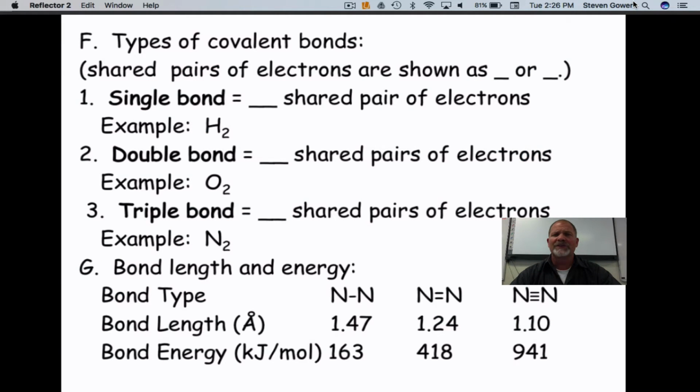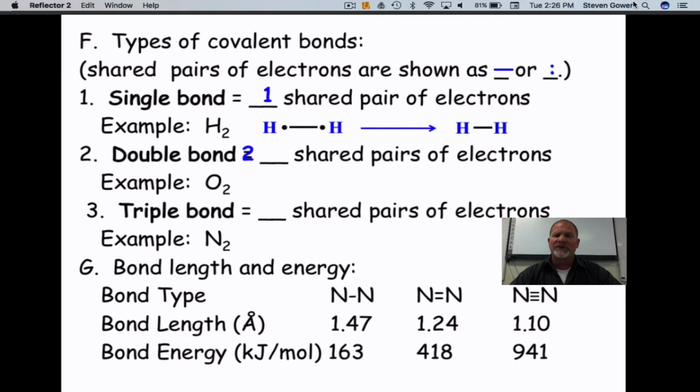Types of bonds: we talk about single, double, and triple. Just remember that a bar, now we're going to start using bars for covalent compounds because we're sharing, is what the bar implies. Every bar accounts for 2 electrons. A single bond is one shared pair of electrons. So I have 2 hydrogens, they come together, they want a full octet, so they share their electron.